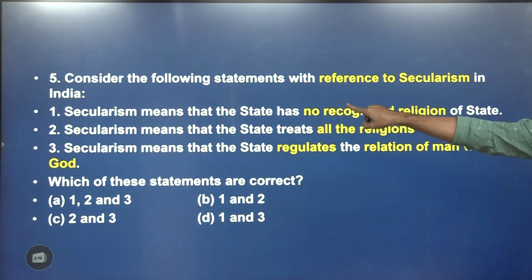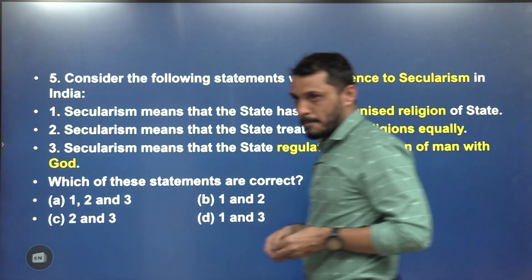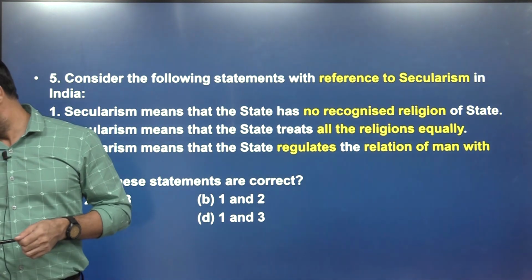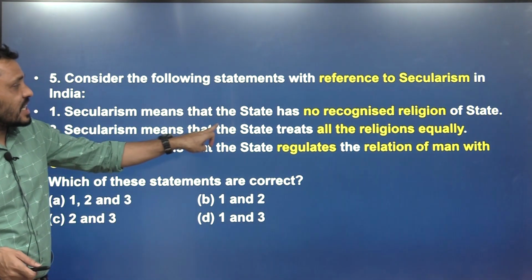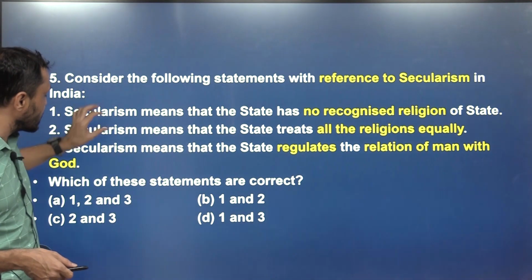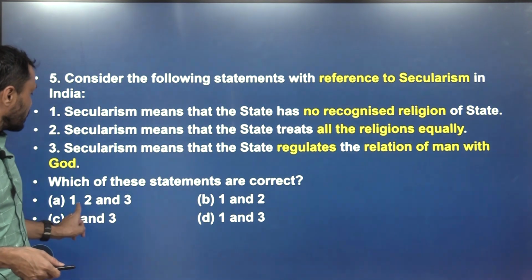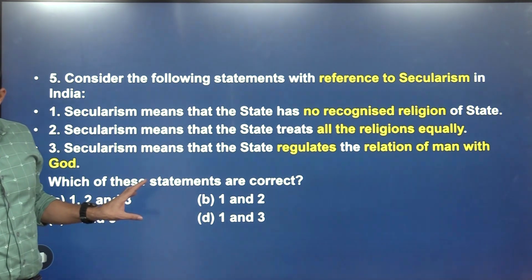First statement: secularism means that the state has no recognized religion. Right or wrong? Yes, very good. Secularism means that the state treats all the religions equally. Yes or no? Yes. That means the first and second statements must be there. So it must be either B or A. We narrow down to two options.